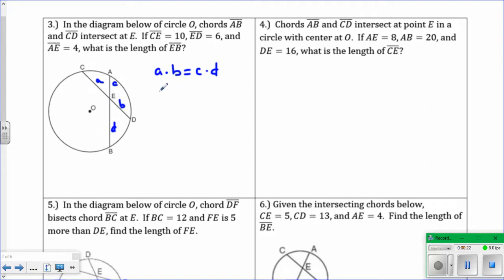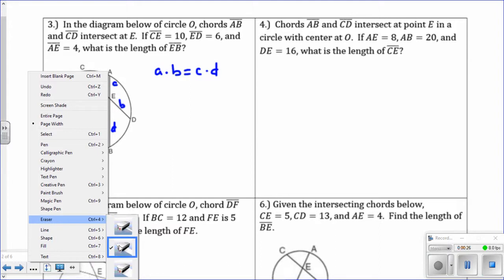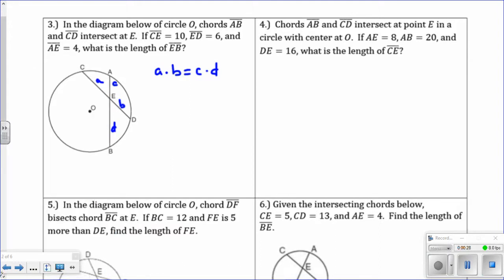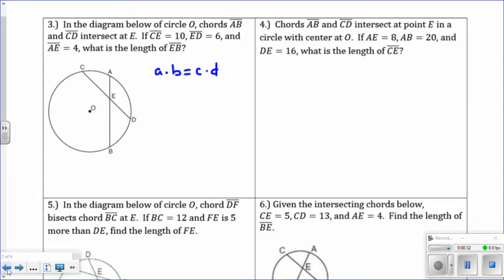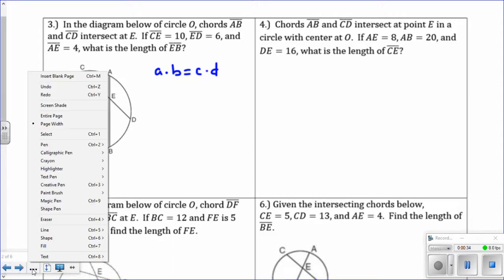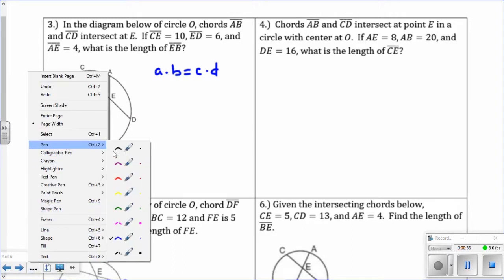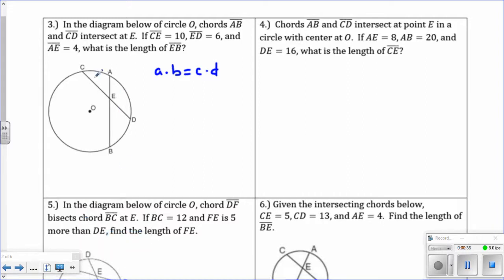So I'm going to use this rule with the numbers that are in number 3. First, if I can erase this here, let's just read number 3 and label everything. It tells you that chords AB and CD intersect at E. CE is 10, ED is 6, and AE is 4. What is the length of EB?